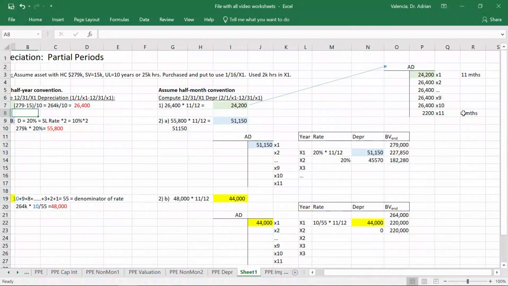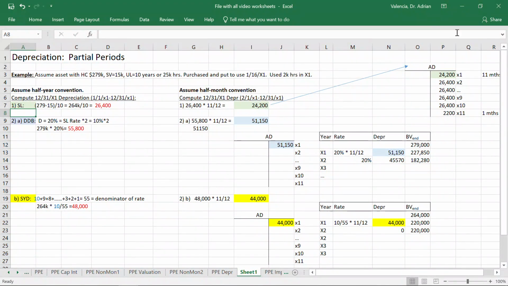Even though this is a useful life of 10 years, since you have one partial period in X1, then you will need to go to that 11th fiscal year, which does not mean that you're depreciating the asset over 11 years. You're depreciating the asset over 10 useful years. Okay, this is 11 months and this is 1 month. So that's something to be careful about.